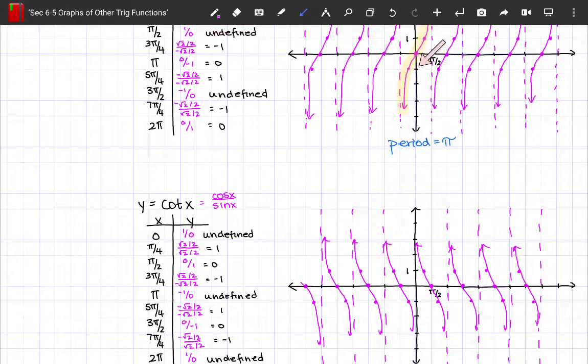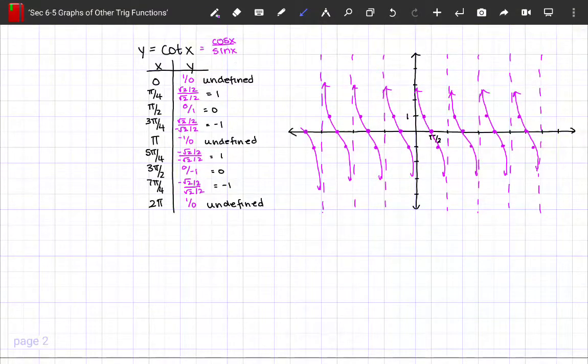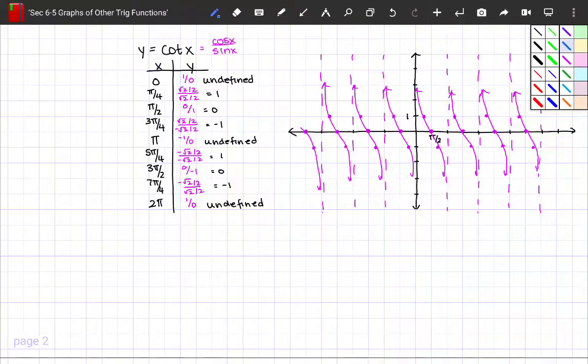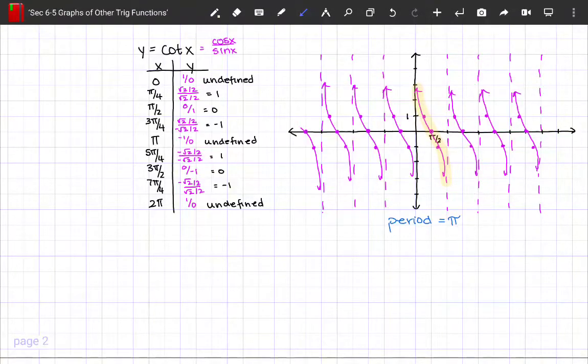Well, actually I'll say it like this. With tangent the y-axis is not an asymptote, but with cotangent the y-axis is an asymptote. But they are spaced pi units apart still. So we still have a period of pi for cotangent as well. Here is one period in between pi and 0. That distance is pi. So there's our cotangent graph.